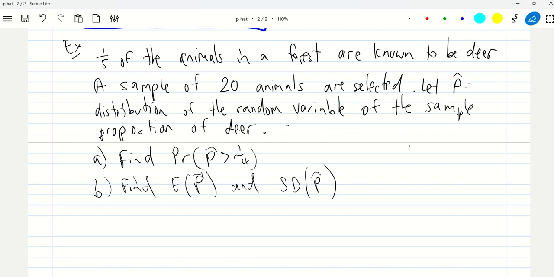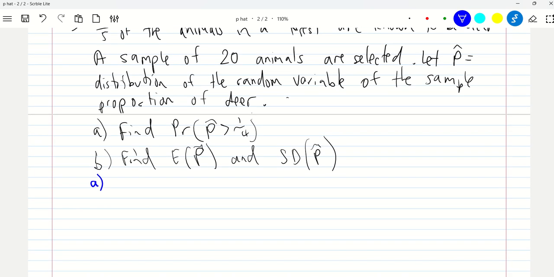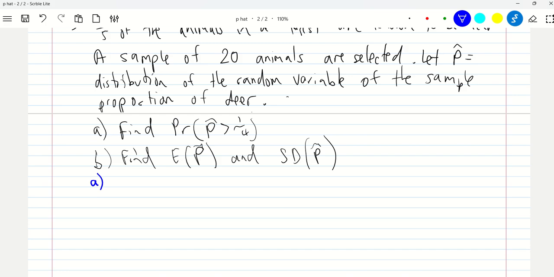Silly me. All right, so let's have a look at this. Part A wants us to find the probability that p hat is greater than 1/4. Now, if you've understood what I've said so far, you might even be able to figure out that this is actually a really simple question. And it kind of is. I'll show you how to go about doing this, and then we'll look at the shortcut here without having to do much maths.